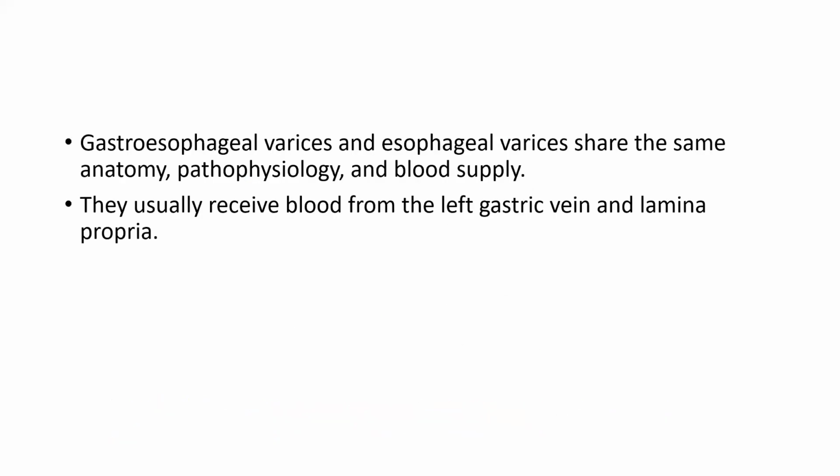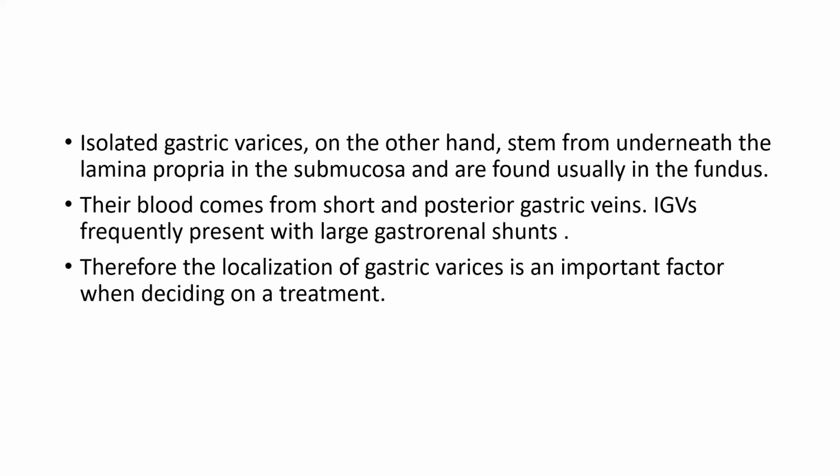Gastroesophageal varices share the same anatomy, pathophysiology, and blood supply. They usually receive blood from the left gastric vein and lamina propria. Isolated gastric varices, on the other hand, stem from underneath the lamina propria in the submucosa and are usually found in the fundus. Their blood comes from the short and posterior gastric veins. Isolated gastric varices frequently present with a large gastrorenal shunt. Therefore, localization of the gastric varices is an important factor when deciding on treatment.